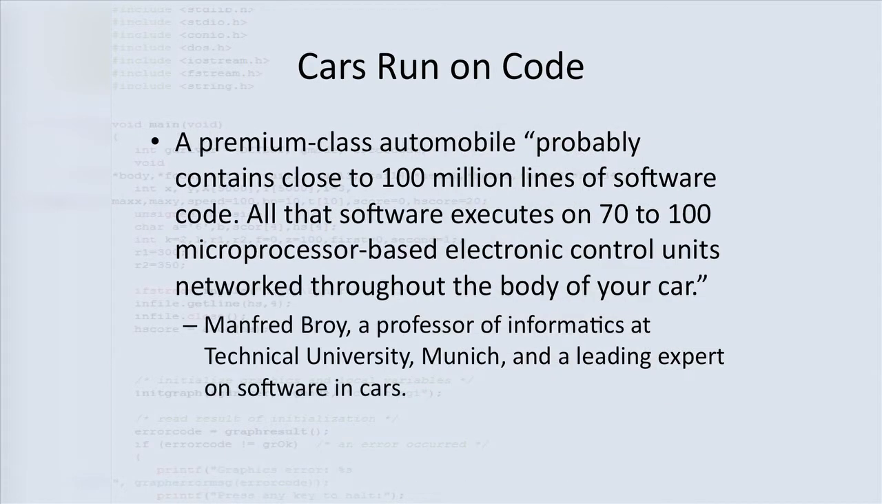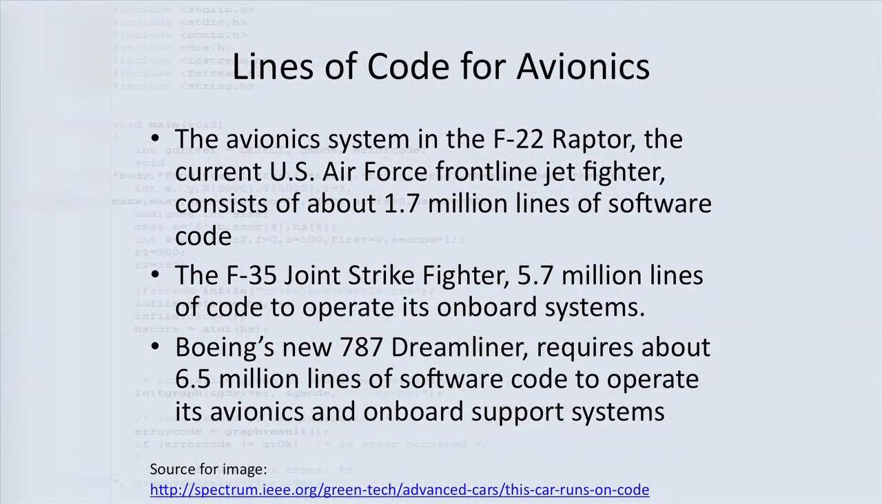And so a premium class automobile probably contains close to 100 million lines of software. And that software executes on 70 to 100 microprocessor-based electronic units. That's a premium car, of course, but that's a quote from Manfred Breuer. And then, just to give you an idea, the avionics for the F-22 Raptor has 1.7 million lines of code. So it's kind of a surprise, isn't it?